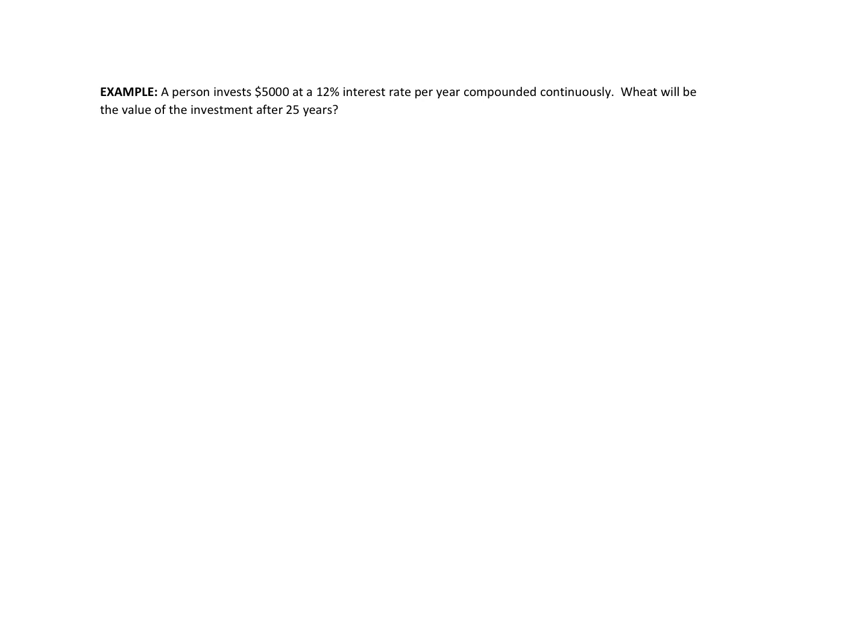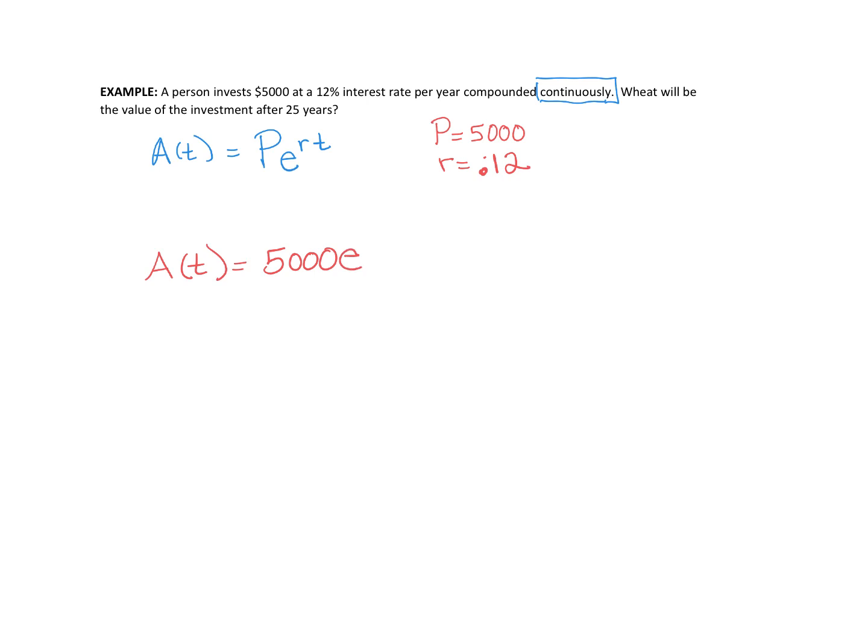Okay, so let's take a look at an example. A person invests $5,000 at 12% interest rate per year, compounded continuously. So this is the word that tells us that this is going to have the form P e to the rt. In this particular case, our P, our initial investment, is $5,000. Our r is 12%, so 0.12. And this really is just a formula. We'll have 5,000 e to the 0.12 t. So this would be the exponential growth model. This is the model.